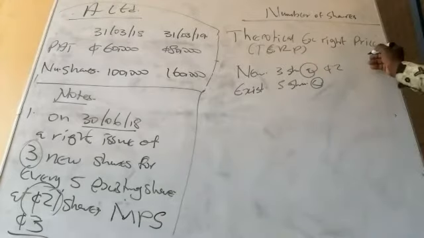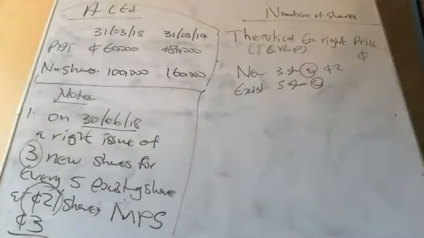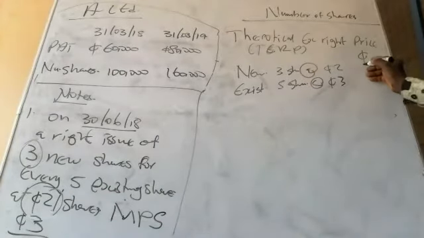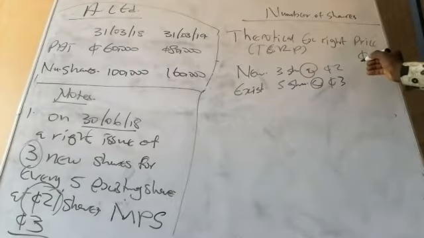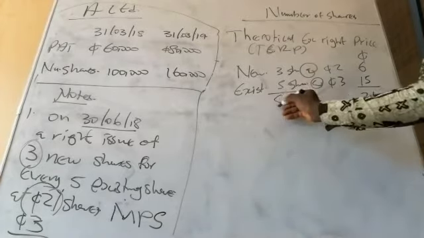And then the existing shares, the value was 3 Ghana cedis. So that would be 3 cedis. In all, it will give us a total of 6 Ghana cedis and here 15 cedis. So you put them together, get 21 cedis. Put them together, get 8 cedis.